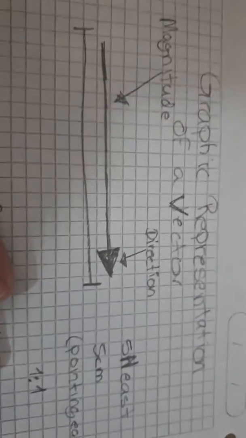Now for a graphic, we have scales because sometimes we don't have enough space on a piece of paper to represent it in a real way. For example, we have 5 newtons going east, and we have the scale 1 to 1. So we are going to draw 5 centimeters of the arrow. Let's say this is 5 centimeters pointing east. That's how we represent a vector in a graphic.